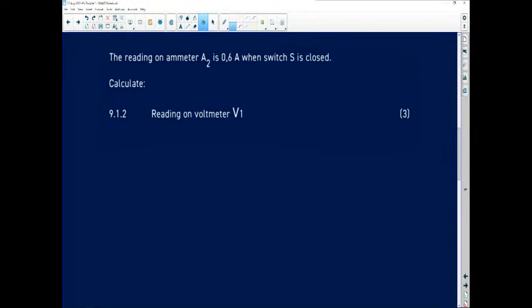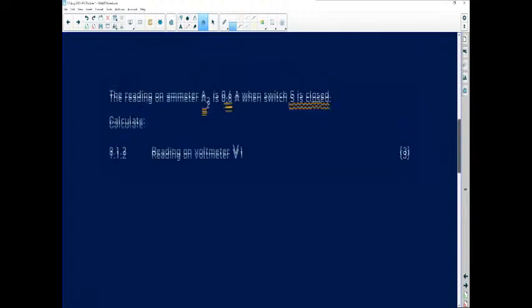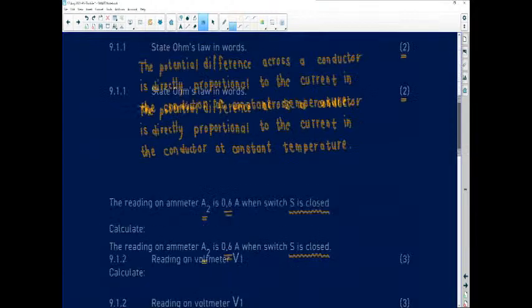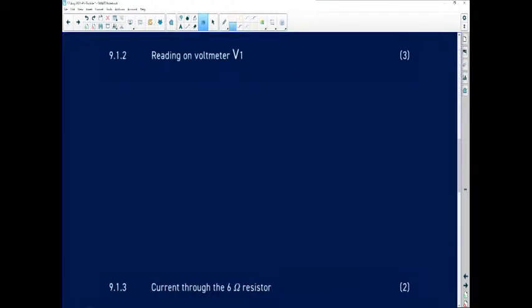So we have another statement that says the reading on A2 is 0.6 amperes when the switch is closed. So I can see when the switch is closed, there is some current that's actually moving through. They want the reading in V1. So I just want to go back quickly. I see that A2, I'm given, it's already where I have the most information. They want the reading in V1. So this one shouldn't be too difficult. And it's only for 3 marks.